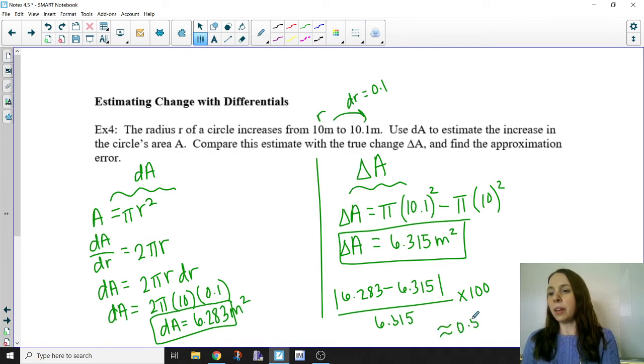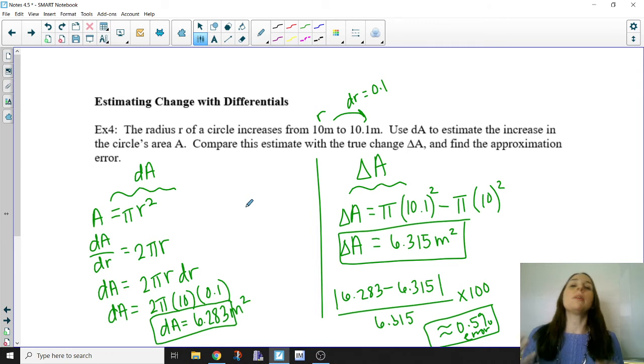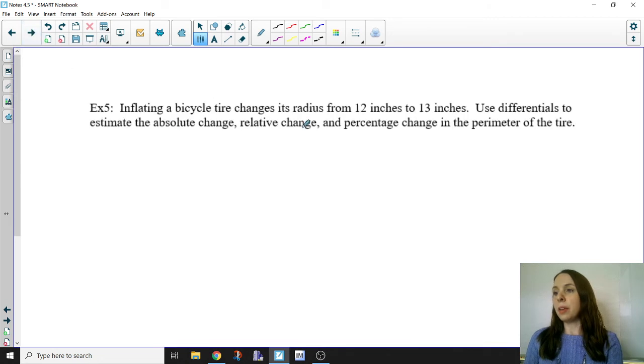Half a percent error. Oh, I should say error. There you go. And so that's one place where differentials can be applied. That's a little bit more concrete. You can apply it anywhere that you want to approximate a change. Okay, let's look at a couple of other examples.